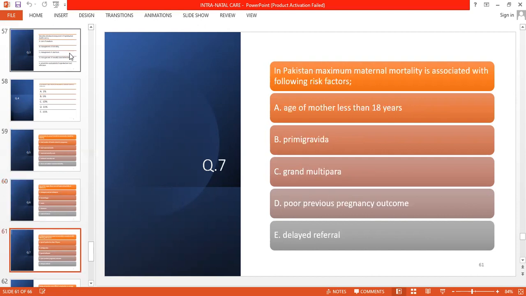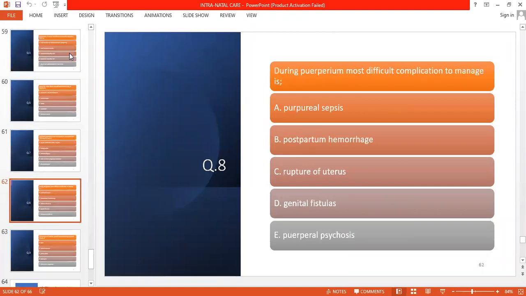In Pakistan, maximum maternal mortality is associated with the following risk factor: age of mother less than 18 years, primigravida, grand multipara, poor previous pregnancy outcome, delayed referral. E, delayed referral is the right answer.